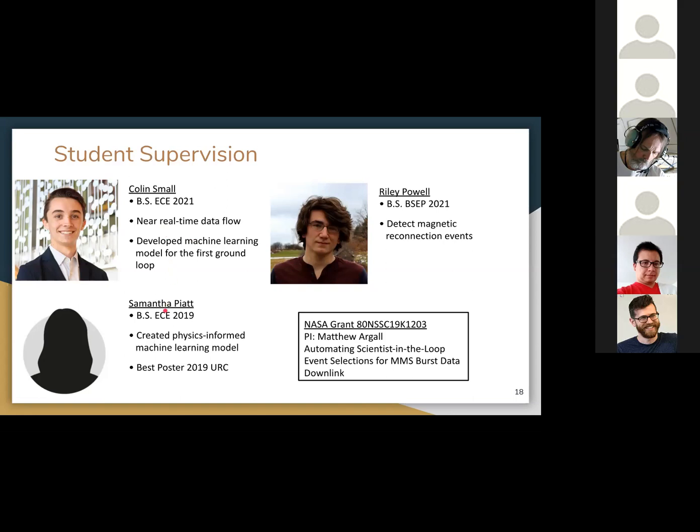Sam Priet was a student of mine who graduated last year. She was awarded Best Poster at the URC for her work in creating a physics-informed model to identify the magnetopause in the different regions of space that MMS encounters. Riley Powell is a student working with me now also, and he is developing a model to identify signatures of reconnection in the data.